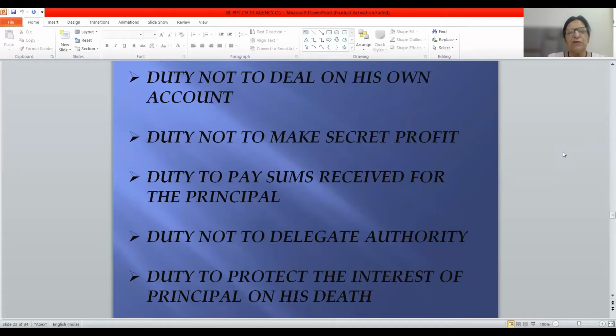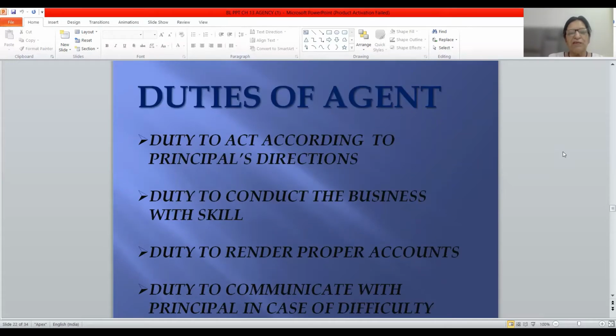Next is duty to communicate with principal in case of defect. Suppose emergency has taken place, then it becomes his duty. He must communicate with his principal. If principal is not able to be contacted, then he should always take the decision keeping the interest of the principal in his mind. Say on the way the goods catch fire, or some other emergency may also arise, then he should always act in the best interest of his principal.